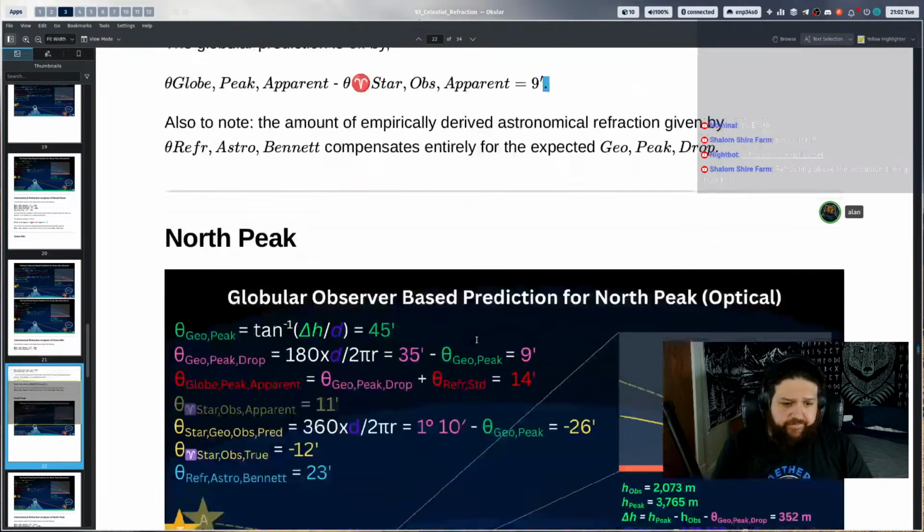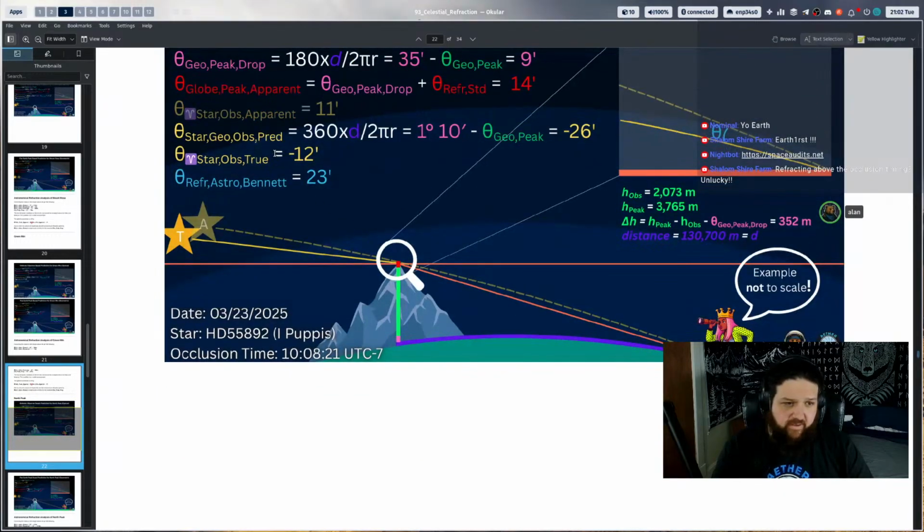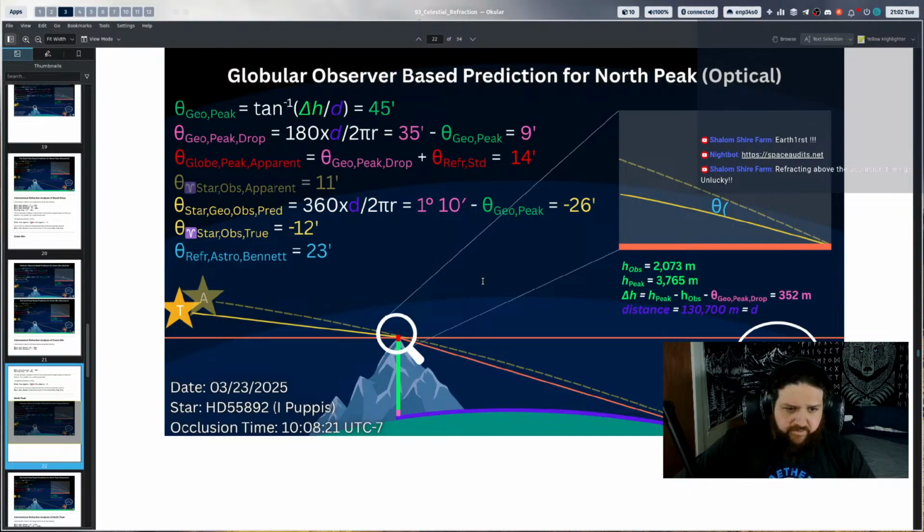That's a catastrophe. North Peak. Rise over run gives us 45 arc minutes to the peak. Subtracting 35 arc minutes for the drop over distance gives us 9 arc minutes. With terrestrial refraction, they predict 14. Time of occlusion was 11 arc minutes. So here they're off again. The star's true position was minus 12 arc minutes. The 360 times the distance prediction was off here by 26 arc minutes.